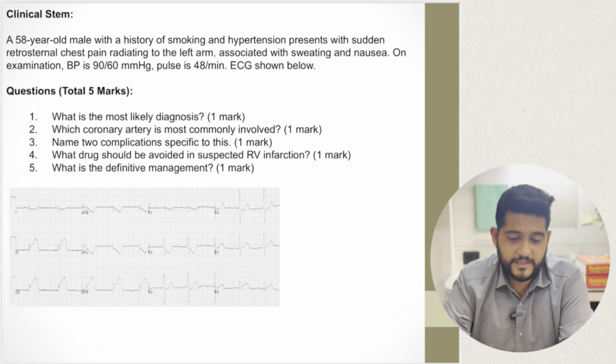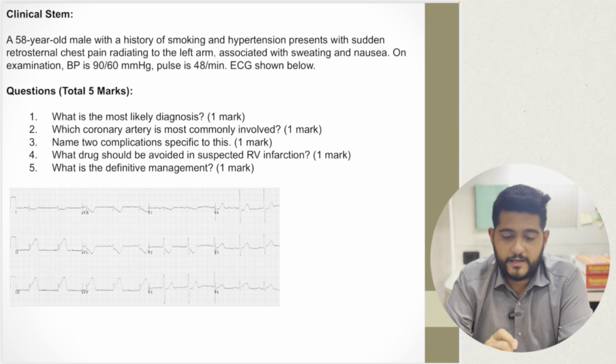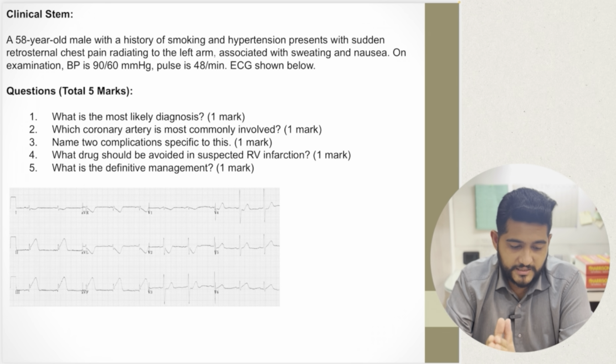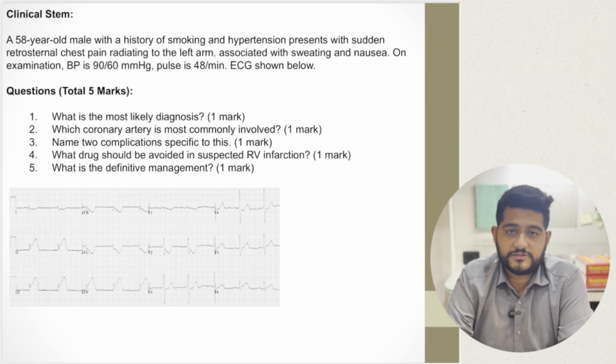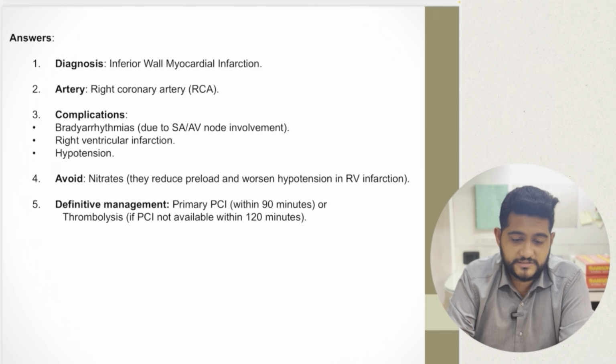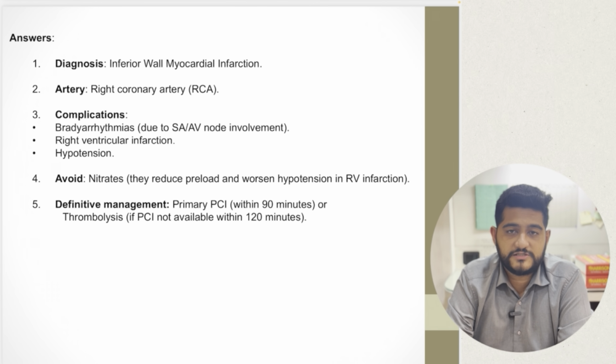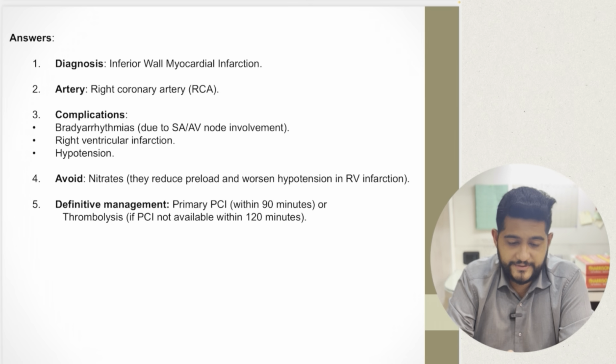So if you see the typical history, there is a retrosternal chest pain radiating to the left arm and associated with sweating and nausea. Also the patient has a history of hypertension and smoking. And if you see the ECG, there are typical ST elevations in lead 2, lead 3 and aVF. I think you can come to the vascular territory as well. And definitely the diagnosis is inferior wall MI, because the area involved is lead 2, lead 3 and aVF. And the artery of course is the right coronary artery.